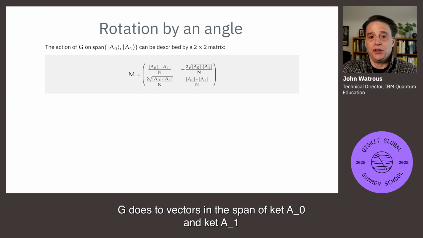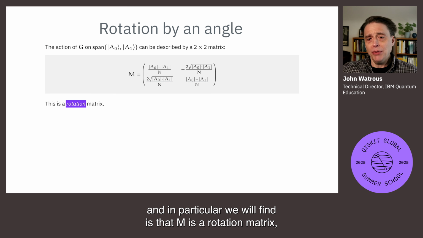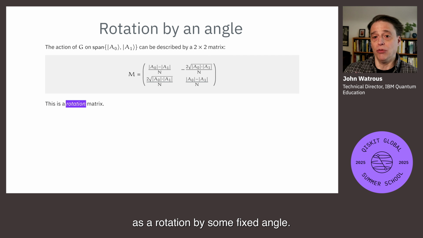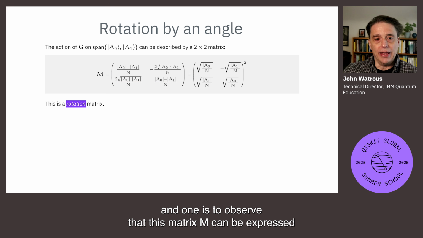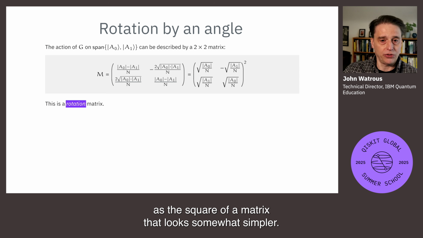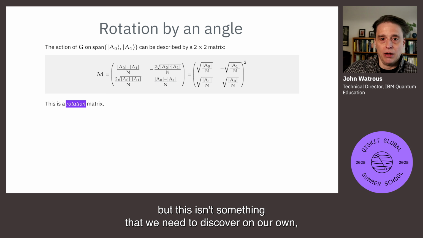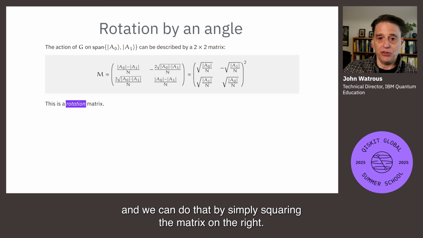We can say more about what G does to vectors in the span of ket A0 and ket A1 if we take a closer look at this matrix M. And in particular, what we'll find is that M is a rotation matrix, meaning that its action on this two-dimensional space can be described as a rotation by some fixed angle. There are a couple of different ways to see that, and one is to observe that this matrix M can be expressed as the square of a matrix that looks somewhat simpler. That might be hard to spot if we're just looking at M by itself, but this isn't something that we need to discover on our own. We just need to verify that it's true, and we can do that by simply squaring the matrix on the right.